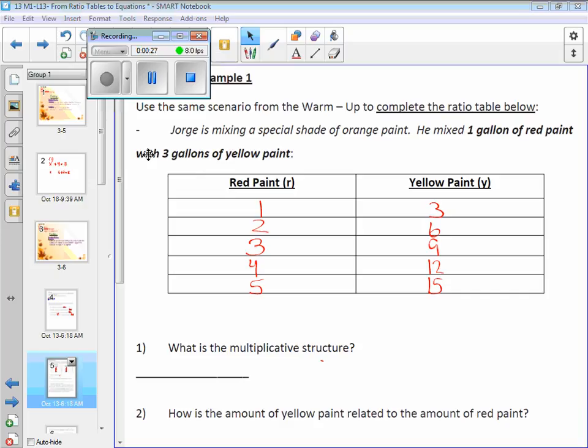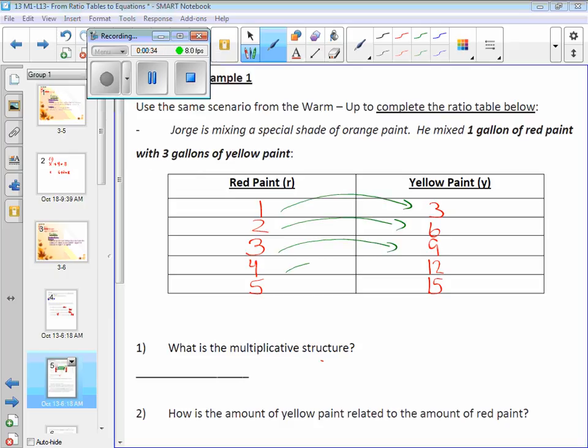When you go from left to right for each corresponding ratio, you'll notice you're multiplying by the same number all five times. What number is that? Does everybody see it? 1 times 3 obviously is 3. 2 times 3 is 6, and so forth. So we say that the multiplicative structure of this ratio table is times 3. Or if you even want to write it out, you can, so it doesn't look like an X.